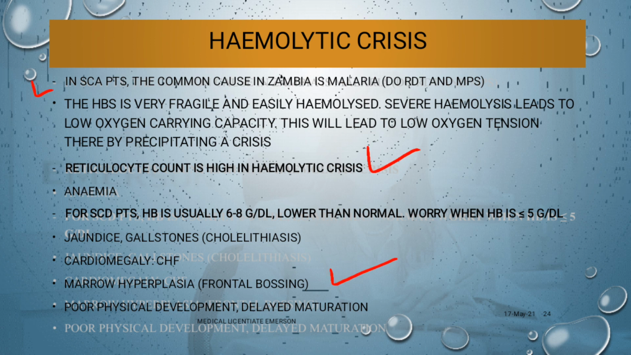Then there also may be poor physical development and delayed maturation, since we said the demand for growth and demand for production of red blood cells compete. They compete for energy. Okay, that's why we may end up having poor physical development.